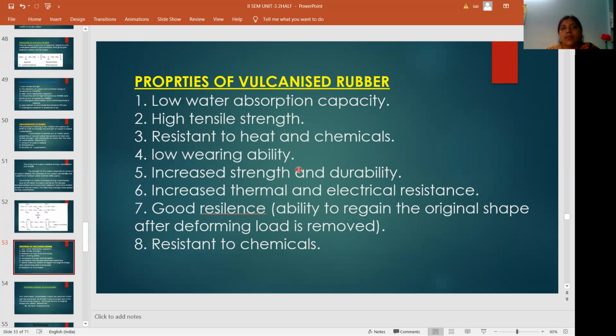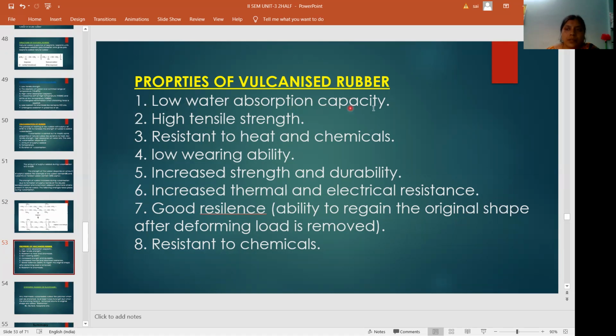Whatever the characteristics of natural rubber are, they are reversed, because by adding sulfur, by doing vulcanization, we get vulcanized rubber. So its properties will be quite opposite. Where natural rubber is high, here it is low. Where it is low, here it is high. So, the properties of vulcanized rubber. What is the first property?